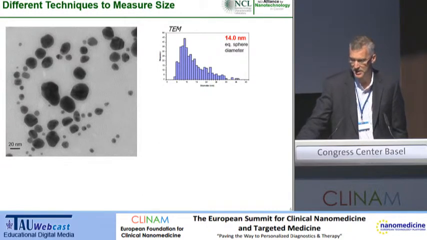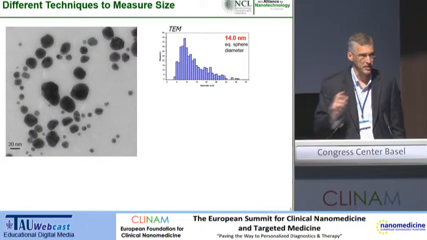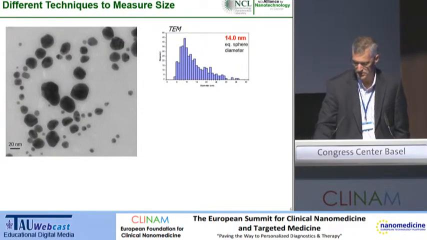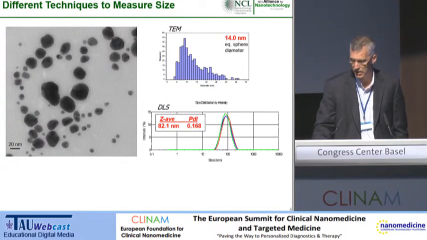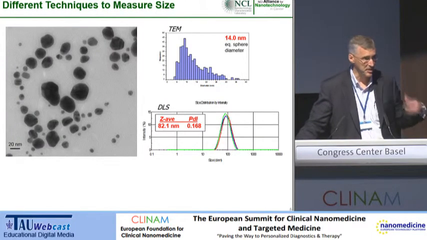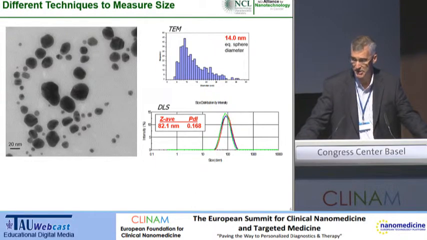So by TEM, we get a size of roughly 14 nanometers, and we literally just count particles, several hundred particles, to come up with that histogram. By DLS, though, because of this tumbling effect, the hydrodynamic size is more on the order of about 80. So again, how do you call that size? You tell me. We just report them.